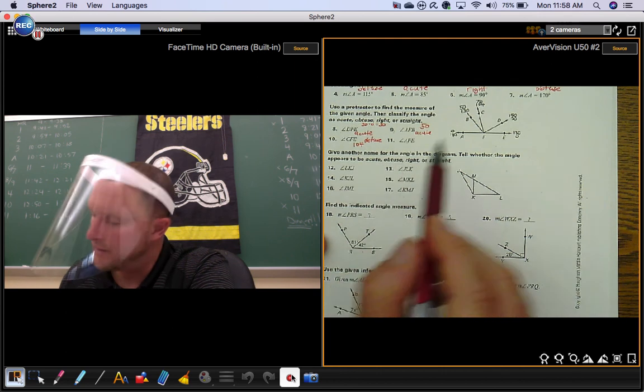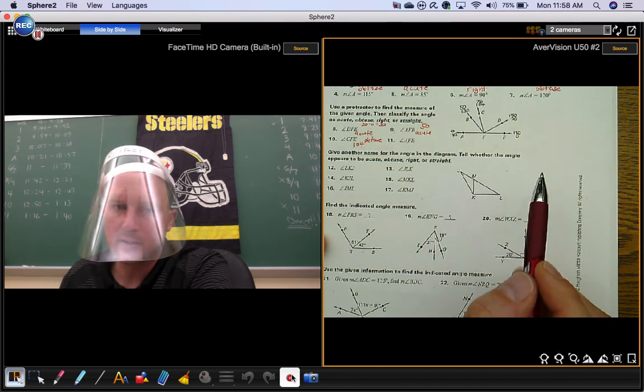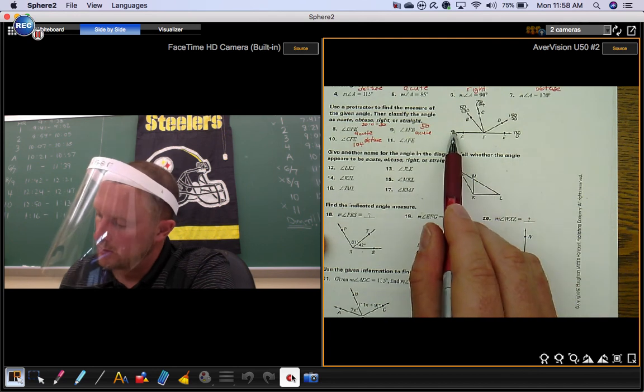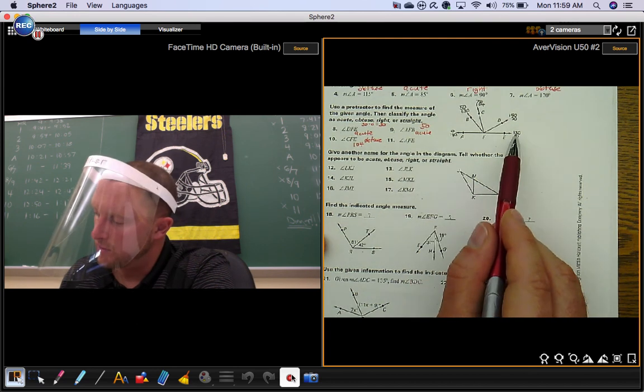Number 11, find the measure of angle AFE. This angle AFE is a straight angle. If you look at the top numbers, 0 and 180.